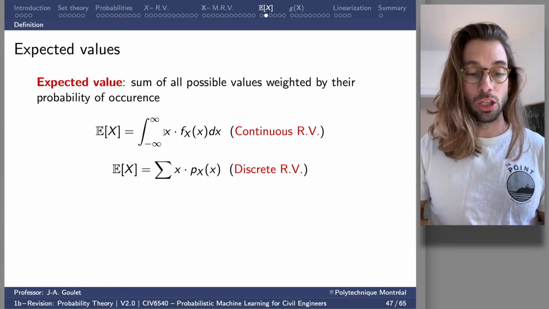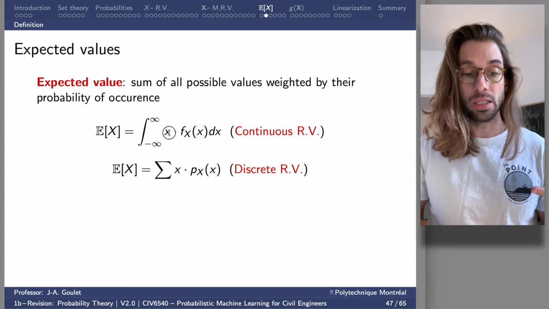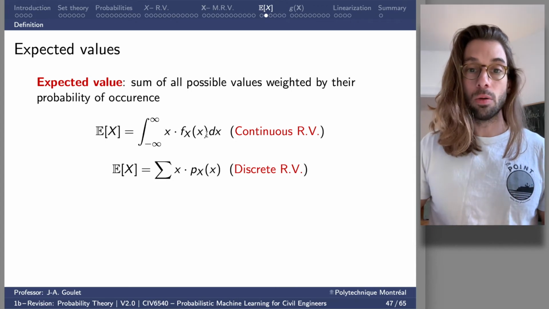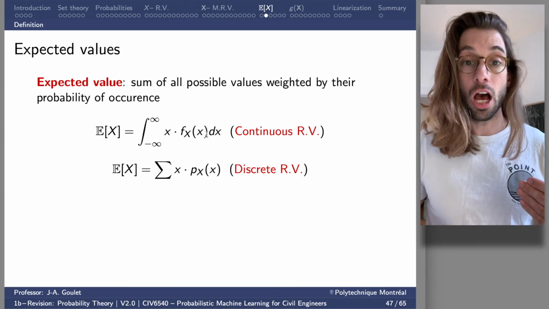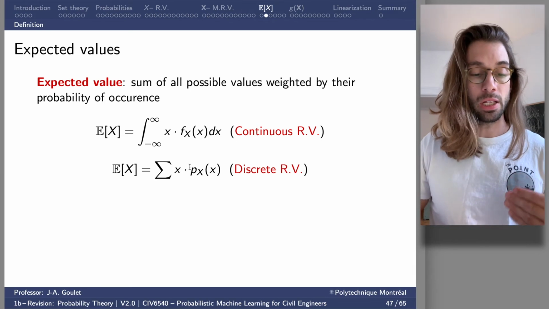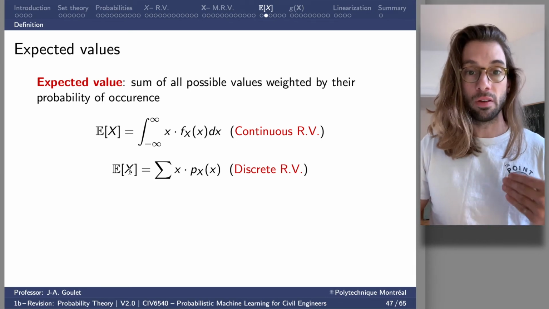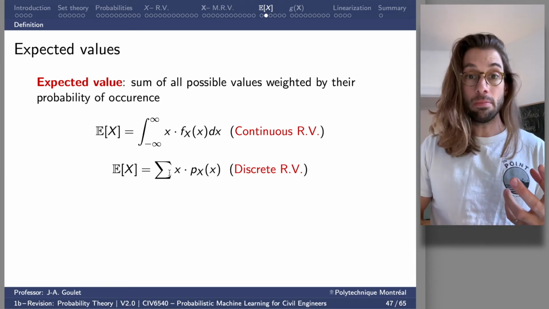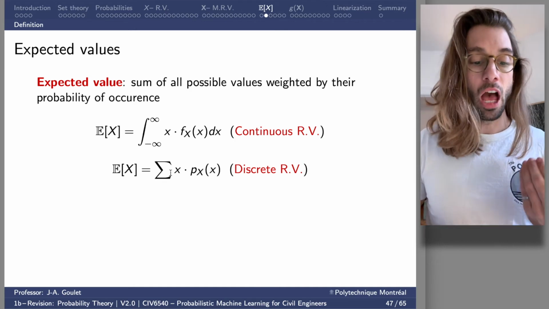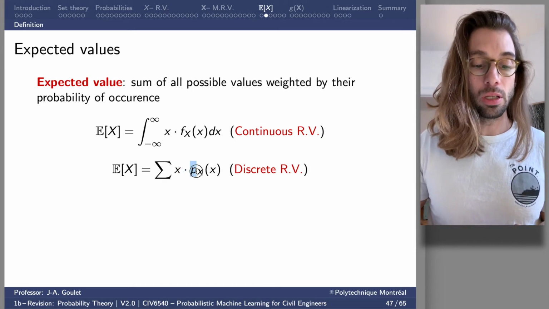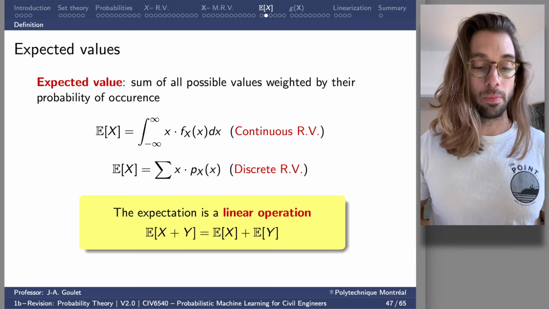Okay, this represents the sum, in this case the integral, of all possible outcomes weighted by their probability, and in this case probability density of occurrence. In the discrete case, the expected value of x is going to be a sum, because we have a discrete quantity, of the outcomes times the probability of that outcome.